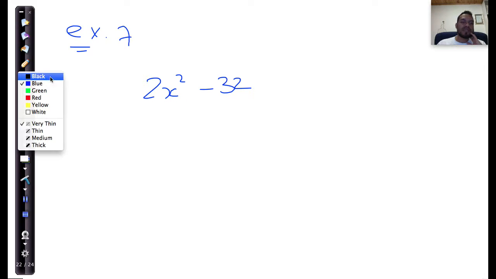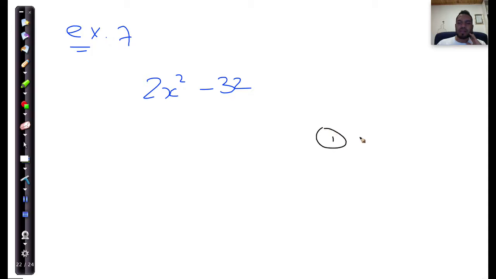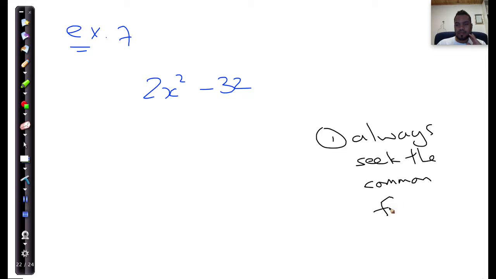Let's take another example. Now this example, I'm going to call it example number 7. Now example number 7 is a bit of a tricky one because it's 2x squared minus 32. Now the golden rule of factorization, rule number 1, is always seek the common factor first. Always seek the common factor first.